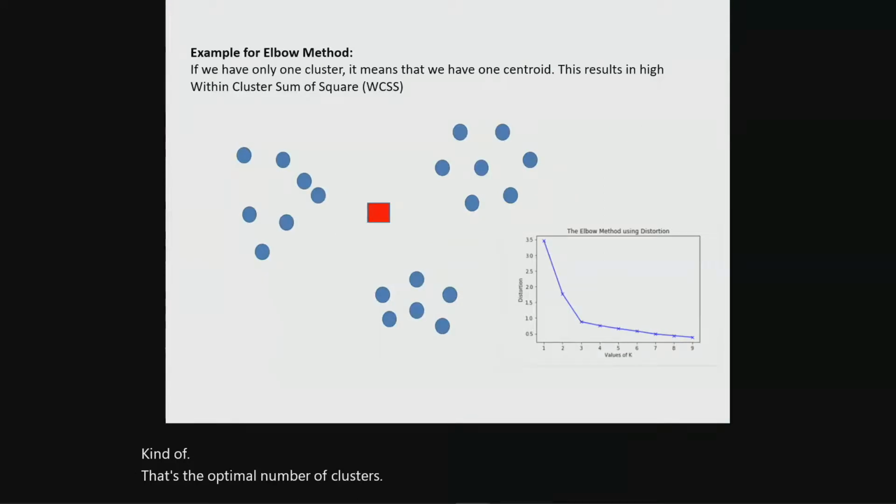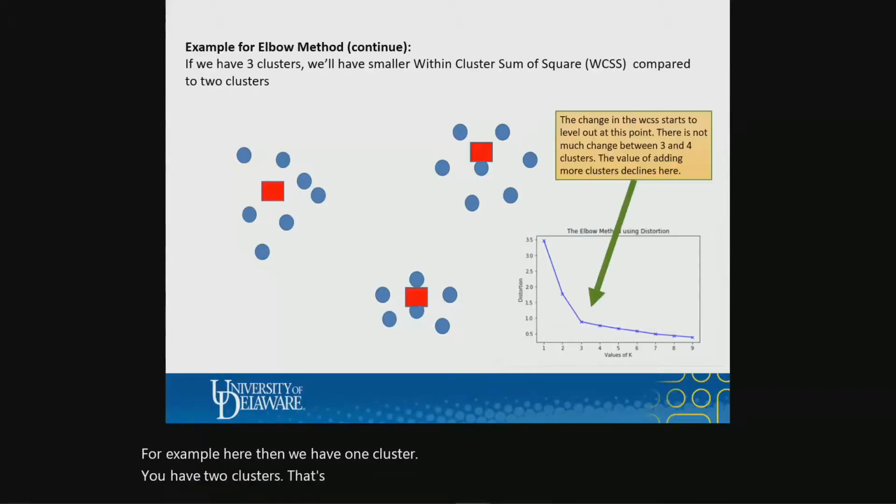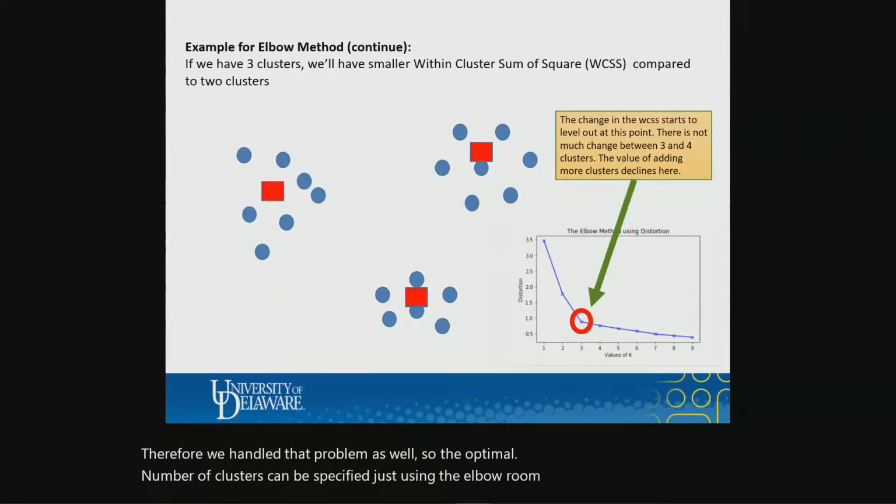For example, here we have one cluster. Here we have two clusters. That's WSS. We have 3 clusters. This is WSS. And obviously, this is the optimal number of clusters. Therefore, we handled that problem as well. So the optimal number of clusters can be specified just using the elbow rule. Okay.